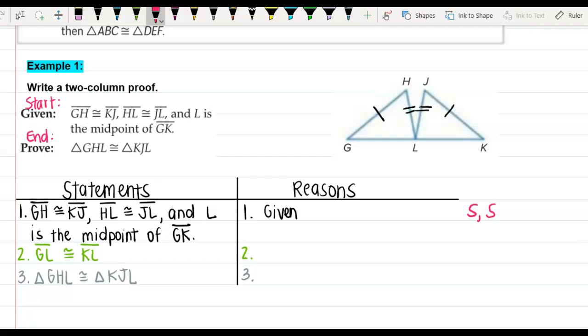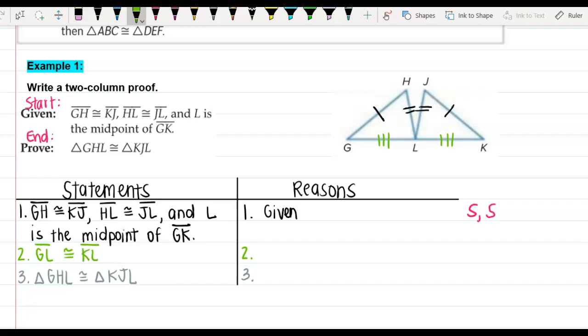If we look at statement number 2, it says GL is congruent to KL. So I have GL is congruent to KL. Now we have to figure out the reason. The reason is not the given because we've already listed all the given. They're not the same, so that's not the reflexive property.